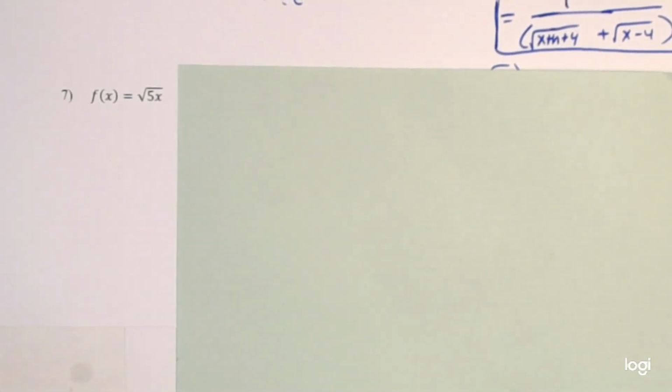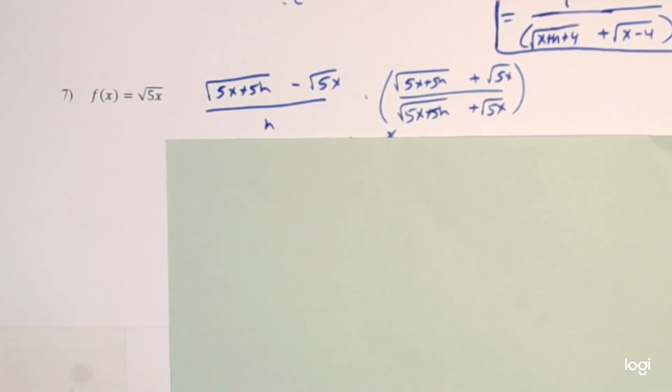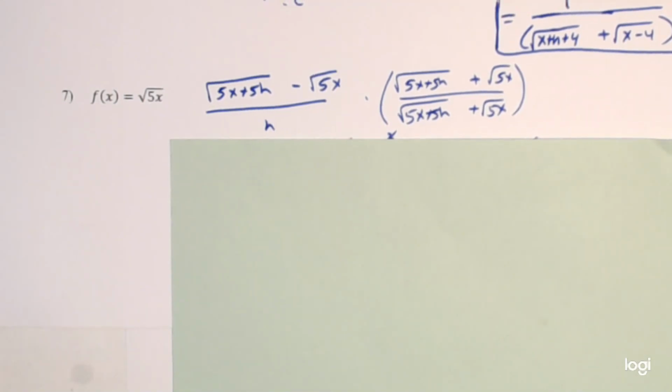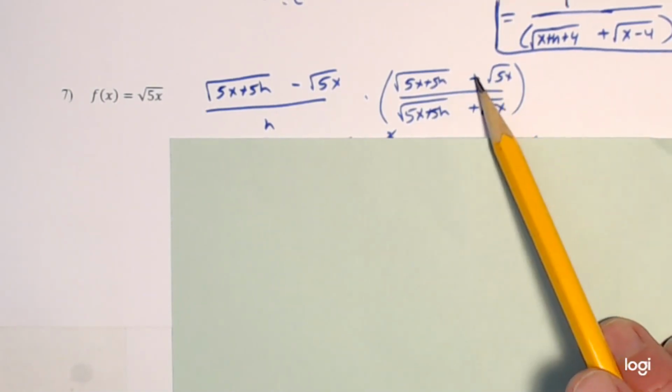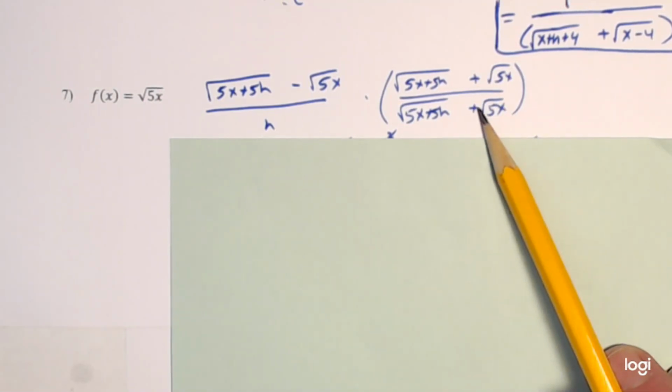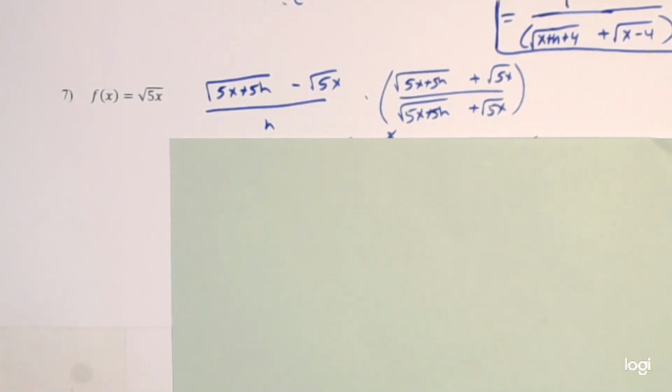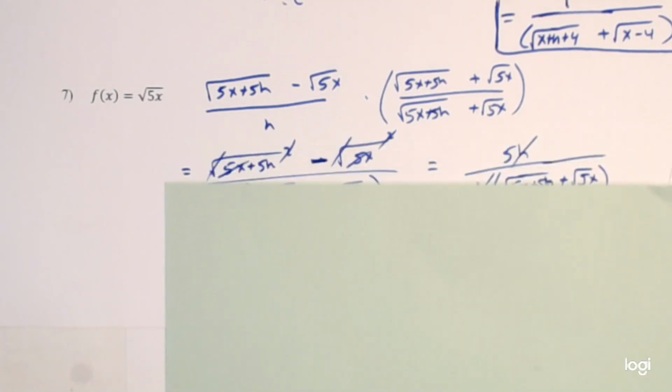All right, let's see the same thing on 7. Looking at a square root of 5x. All right. f of x plus h, a little bit of a distribute. I got the square root of 5x plus 5h, minus my original f of x. Notice top and bottom multiplied by the conjugate. Pluses in the middle. We're going to FOIL across the top. Outside and insides are going to cancel.